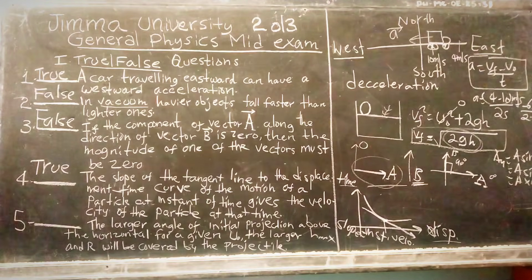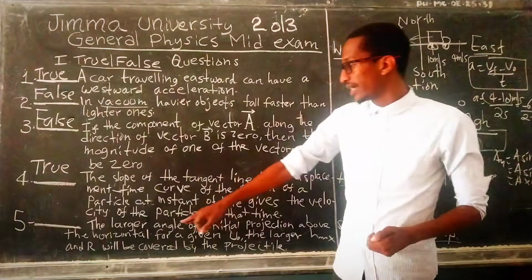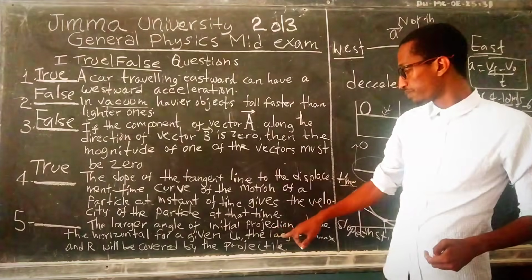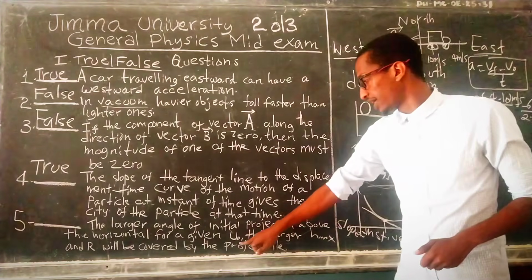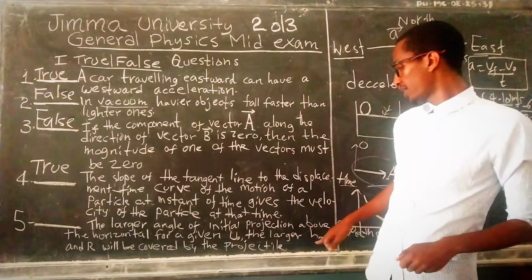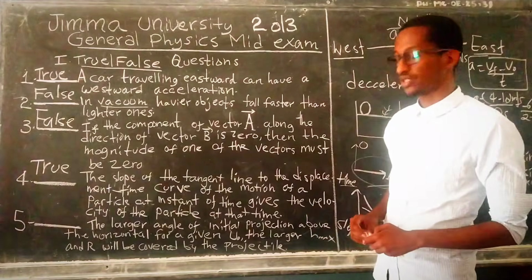So the final question in the true false item says the larger the angle of initial projection above the horizontal for a given initial velocity, the larger the maximum height and range will be covered by the projectile.